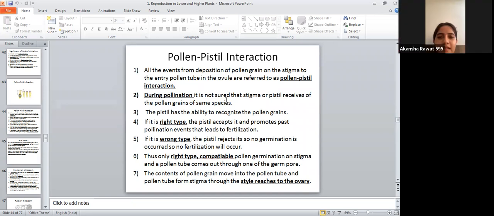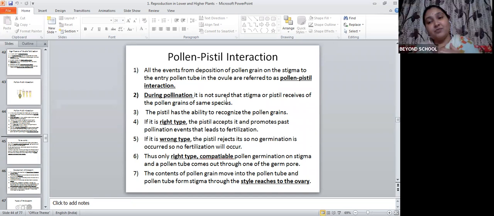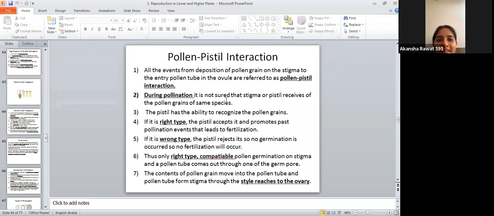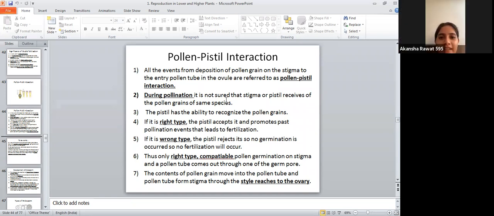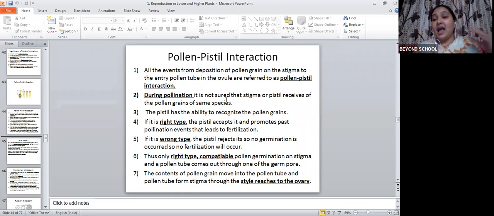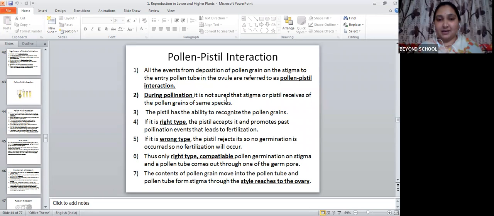And that pollen tube passes via where? Via the style, and it reaches the ovule, that is in the ovary, right? And from the ovule it is going to reach the embryo sac, right?